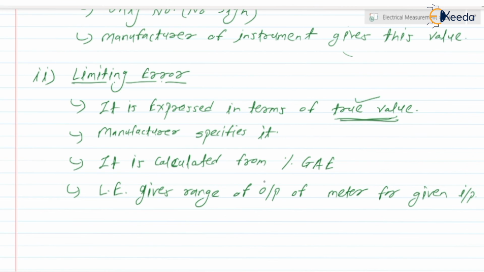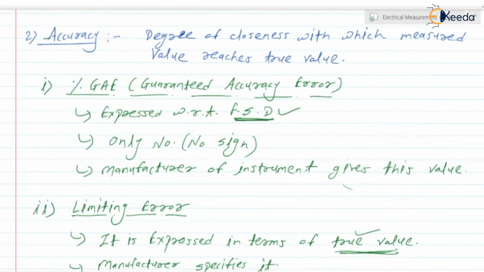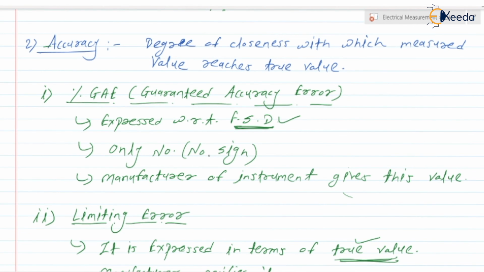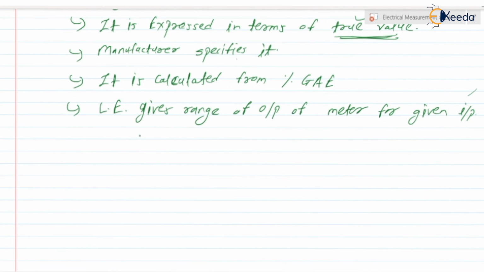Next, the limiting error is calculated from the percent GAE. From a given percent GAE we can find the limiting error, and the limiting error gives the range of output of the meter for a given input. And the important thing is, here we don't have a plus or minus sign, but in the limiting error we are having the plus or minus sign in the representation.